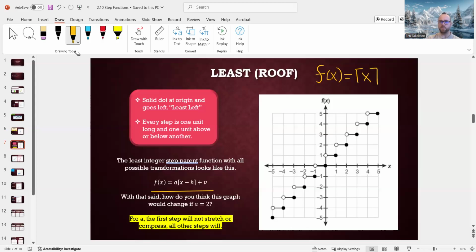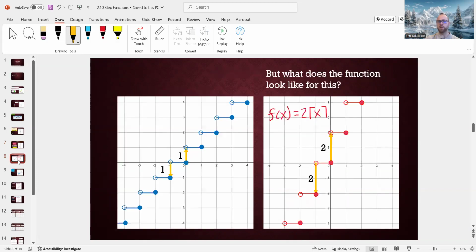But what I'm asking you is, what if we made A 2? So we put a 2 out front like that. Okay, and the graph you see here is this. But what would this one look like? Hmm. Let's see if you got it.